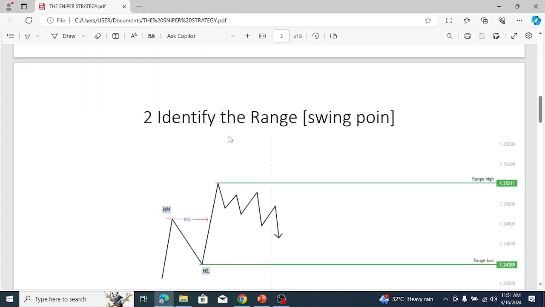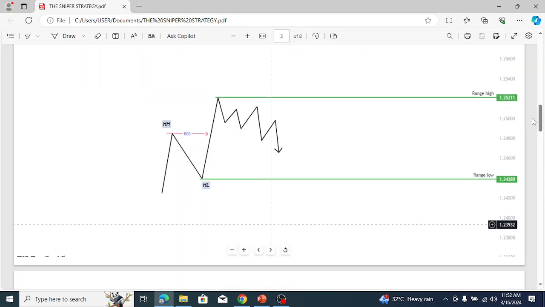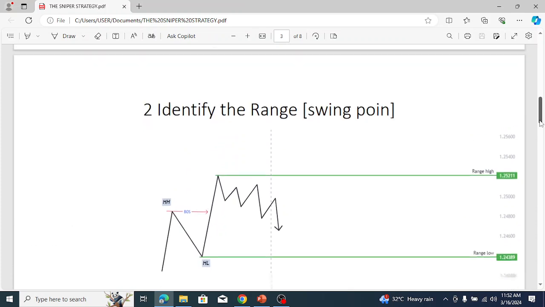We'll identify the range, which is the swing points and other things, still on the higher time frame. That will be either your daily time frame, your 4-hour time frame, or your weekly, depending on the type of trader you are. You can start from the 1 hour time frame, but from 1 hour, 4 hour, daily time frame and up. So now this is your range.